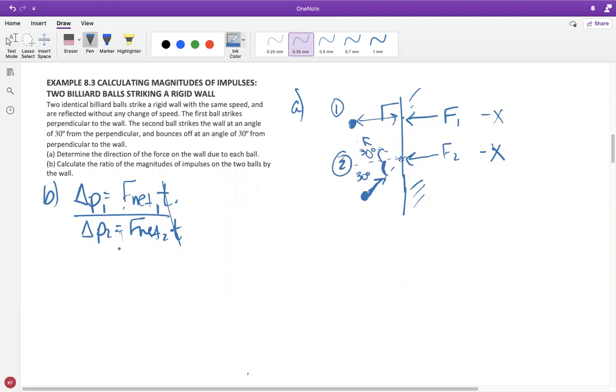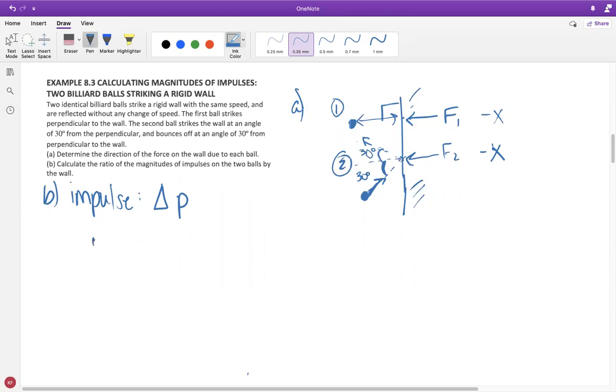So let's go ahead and do that. Okay, so let's erase this. Let's make it a little nicer. So we know that impulse is our change in momentum. Okay, so we want to know for the first case, what is the change in momentum? And then for the second case, what is the change in momentum?